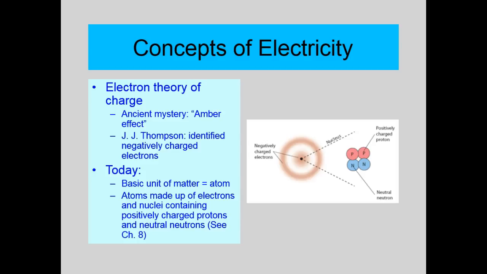Now, this seems like a completely different slide here. Today, the basic unit of matter is the atom, at least for elements. You might say the basic unit of matter for a compound would be a molecule. Both of those are arguably okay, but let's just stick with atoms for now, the basic unit for your elements.